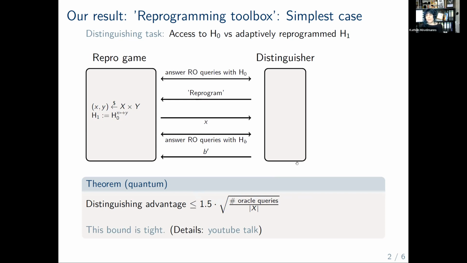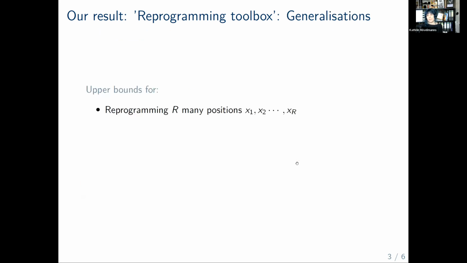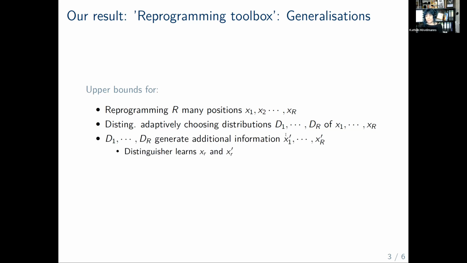And now I can sketch how we furthermore generalized this result. So the first important generalization, of course, is that we want to reprogram many times, not just once. So we pick several reprogramming positions, X1 to XR. A second important generalization is that we now let the distinguisher determine on which positions we will reprogram by telling the game the distributions according to which the positions will have to be chosen. And the third generalization is that those distributions come with some additional side information that is also forwarded to the distinguisher.